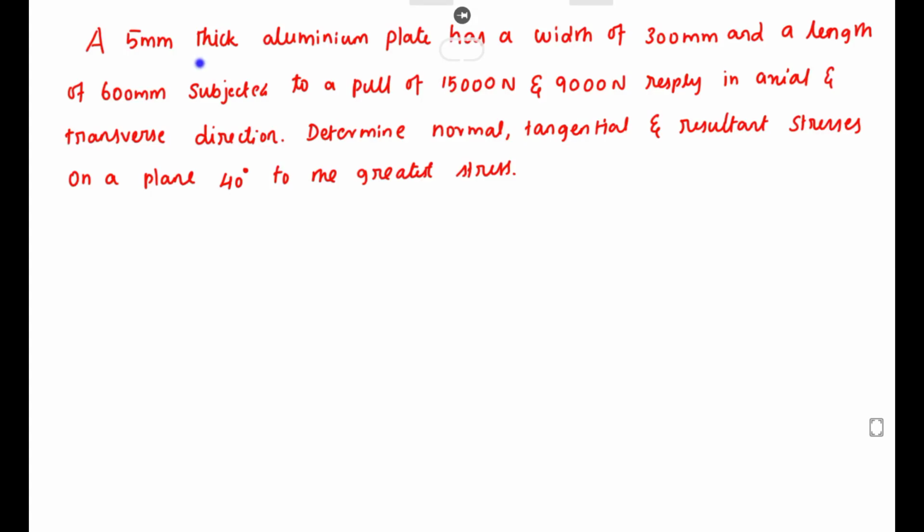Today we are going to see a problem related to mechanics of solids, in the topic of complex stresses and plane stresses. The problem is: a 5 mm thick aluminum plate has a width of 300 mm and a length of 600 mm, subjected to a pull of 15,000 Newton and 9,000 Newton respectively in the axial and transverse directions.